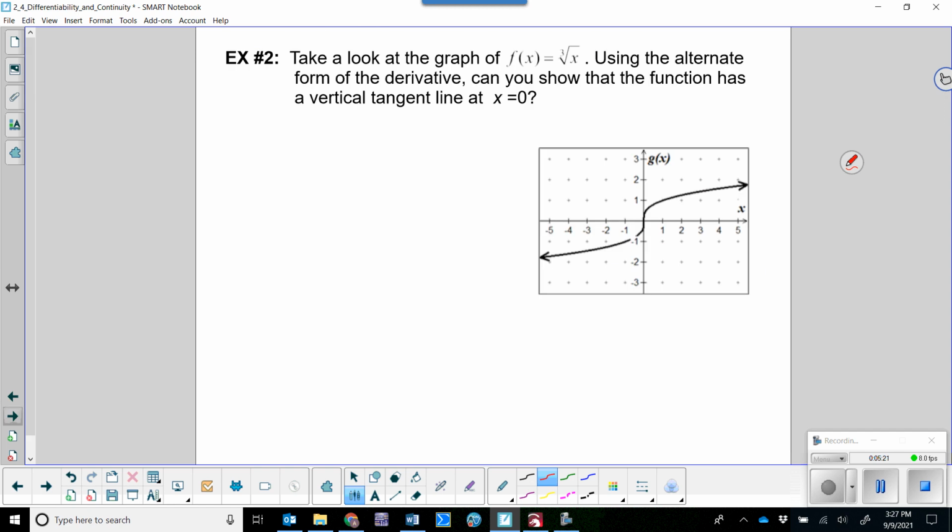Okay, next one. Here's the graph of the cube root of x. So we're going to use the alternative form of the derivative to show that the function must have a vertical tangent line there.